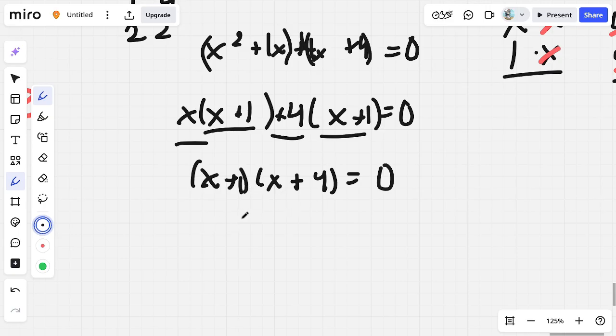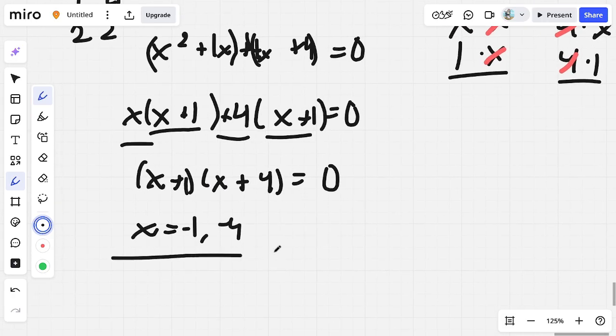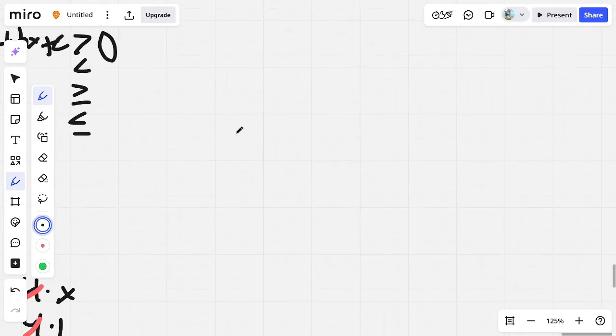So now we just equate each factor to 0. So x plus 1 gives x is equal to -1, because -1 plus 1 is 0. X plus 4 gives -4, because -4 plus 4 is 0. So these are our critical numbers or our roots. So let's make test intervals.